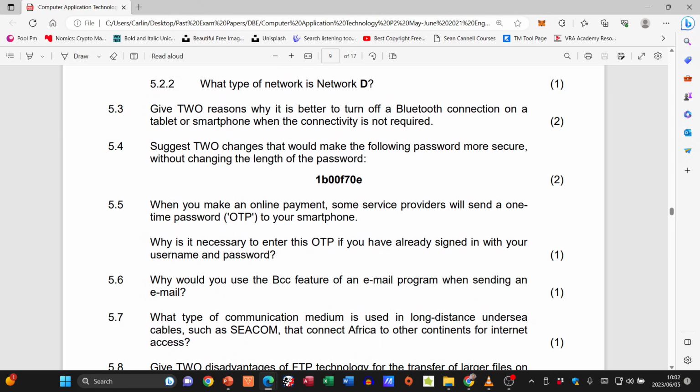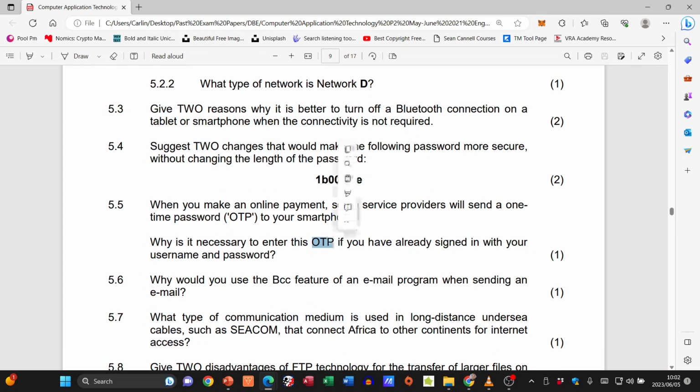5.5, when you make an online payment, some service providers will send a one-time password on your smartphone. Why is it necessary to enter this OTP if you've already signed in with your username and password? Well, I think it's fairly simple. This is what we call two-factor authentication. You sign in, but then they still want you to put another code or PIN in. This is just for extra security, to make sure you are who you say you are.